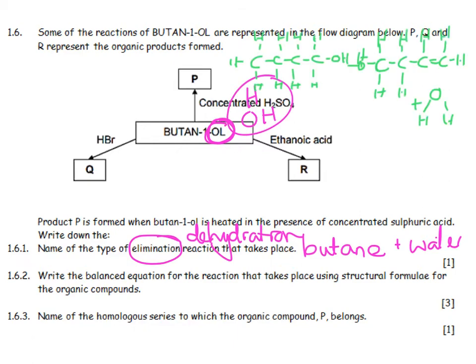Sorry, I made a minor error over here. This is butene. Obviously, from an elimination reaction, you land up with butene. So I've taken the butanol, I've eliminated the hydrogen and the hydroxyl group, leaving me with a double bond on this last carbon. And if they ask me for structural formulae, don't forget you've got to draw water as a structural formula. And don't forget that water is actually a bent molecule from your study of molecules. Name the homologous series to which the organic compound P belongs. This is an alkene.